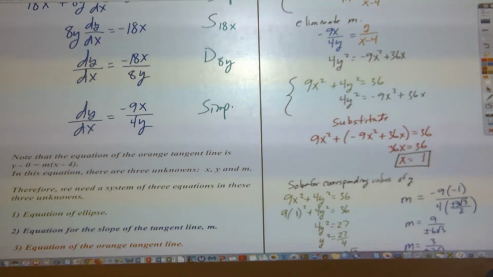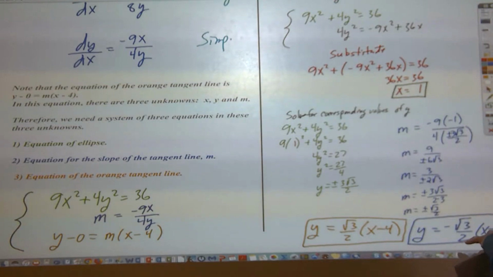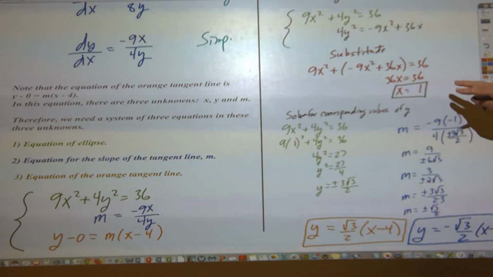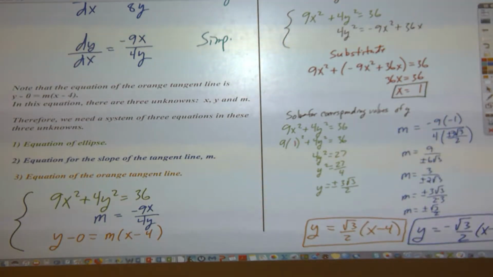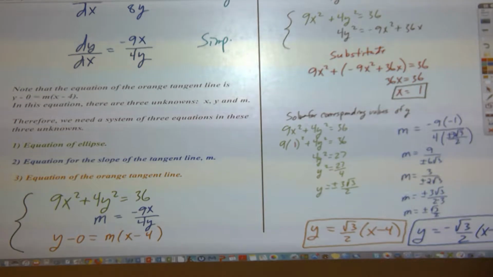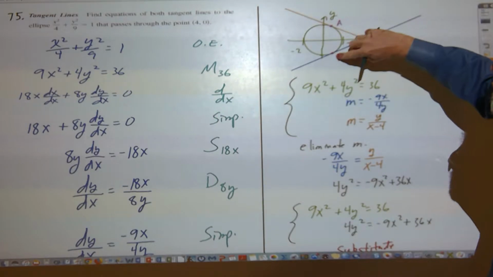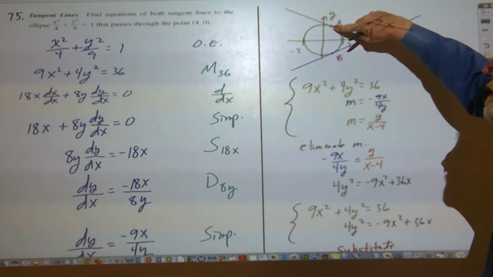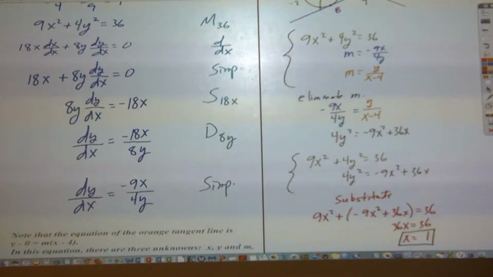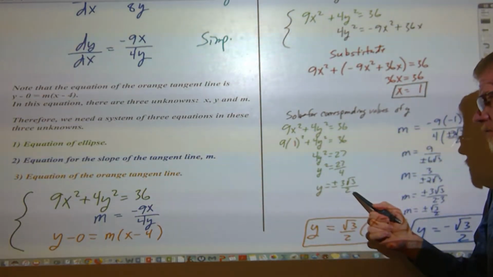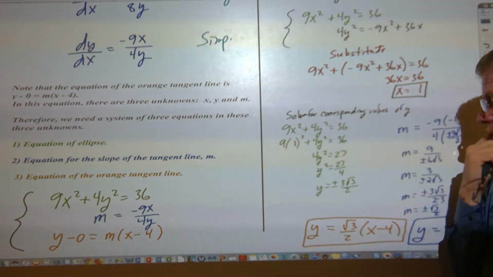And that resulted in, right here, I found out that x was equal to 1. When I was solving that system, I had to use substitution to do it. Once I found that x was equal to 1, I found the corresponding value of y. And if you think about it, what this means is that both point A and B have an x coordinate of 1. One has a positive y coordinate, the other has a negative y coordinate. And here's the positive y coordinate, positive 3 radical 3 over 2, negative 3 radical 3 over 2.